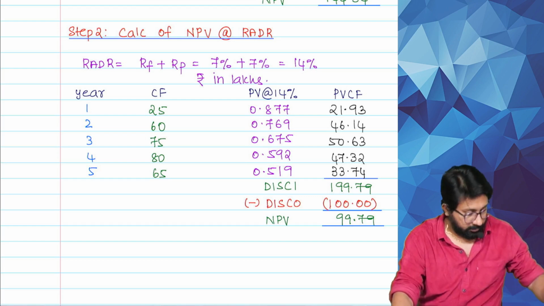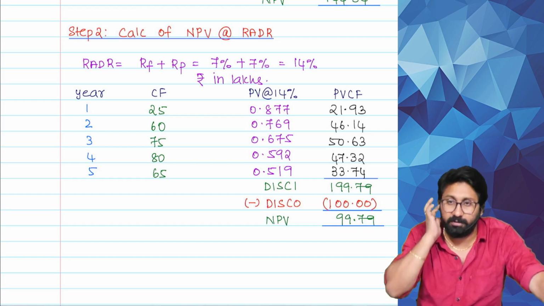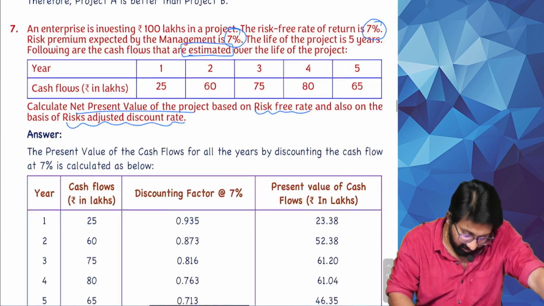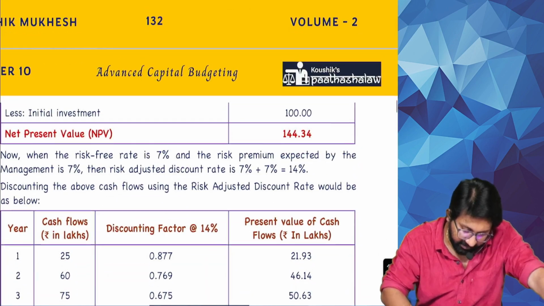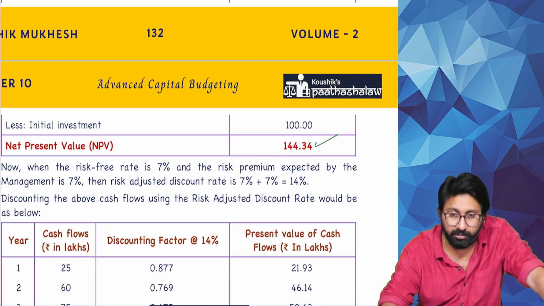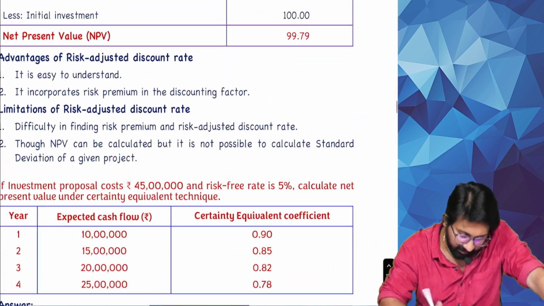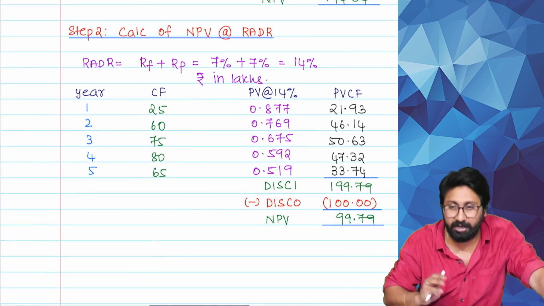Okay. So this is the calculation that we have made. Shall we go to the next one? Before going into the certainty equivalent approach, check and tell whether these are right or not. First one we got 144.34, the exact answer. And next we got 99.79. How much did you get? 99.79.